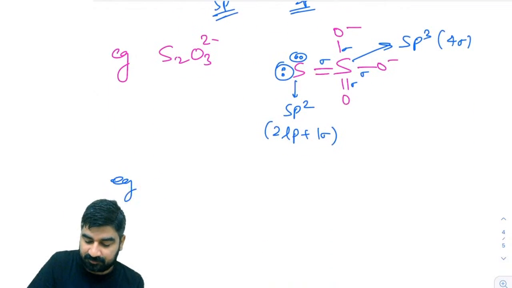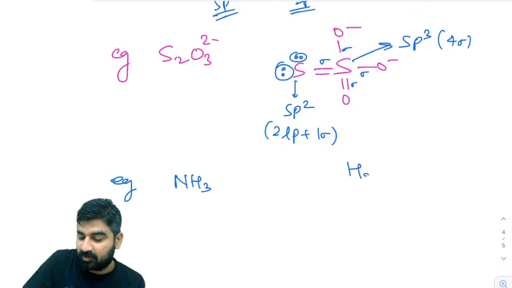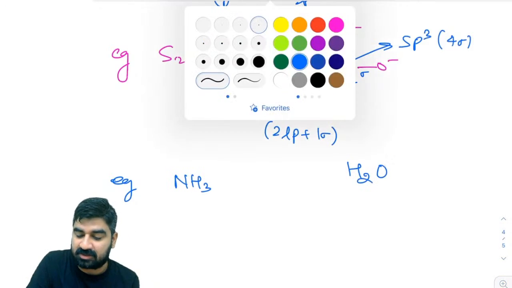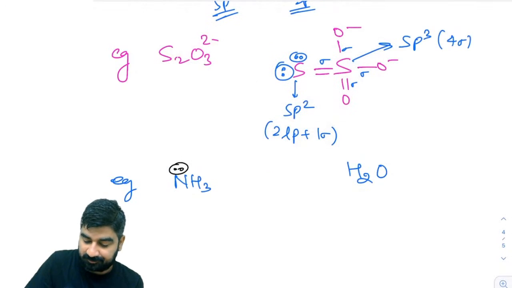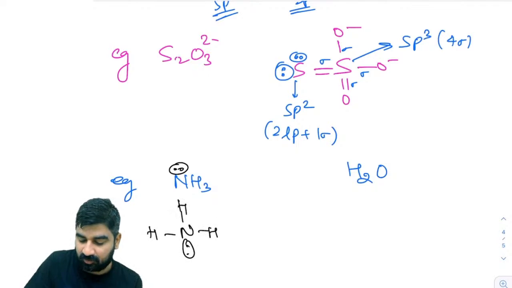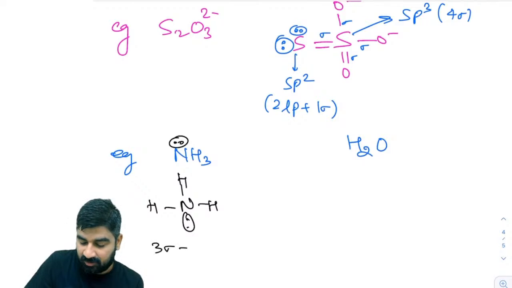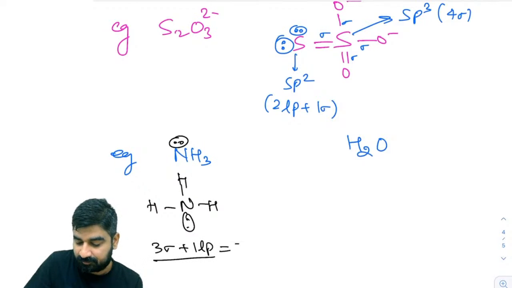Similarly, if I'm giving you NH3 or H2O, just draw their structures and you can answer it. In case of NH3, you are having 3 N-H bonds and 1 lone pair. 3 sigma plus 1 lone pair, so sp3.